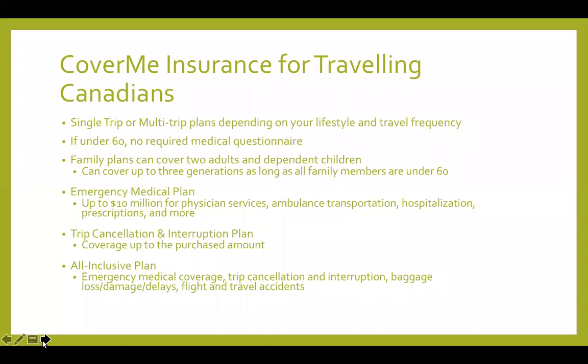So with this plan, there's the emergency medical, which covers up to $10 million for physician services, ambulance transportation, hospitalization, prescriptions, and more. The cancellation and interruption plan covers up to the purchased amount, so the amount that was paid for transportation services, accommodation, etc., is what will be covered. And this is an all-inclusive plan, so it also includes baggage loss, damage, and delays, and then flight and travel accidents. So if the traveler encounters a travel accident or a flight accident that results in loss of sight or loss of limb, this will be covered as well.